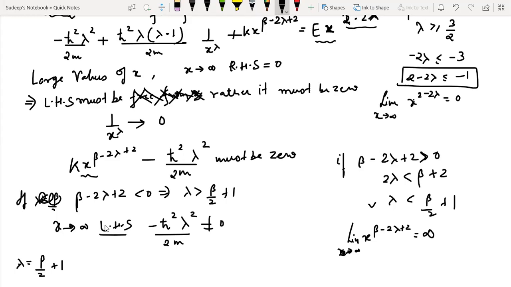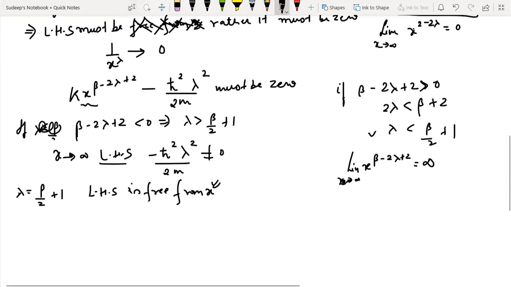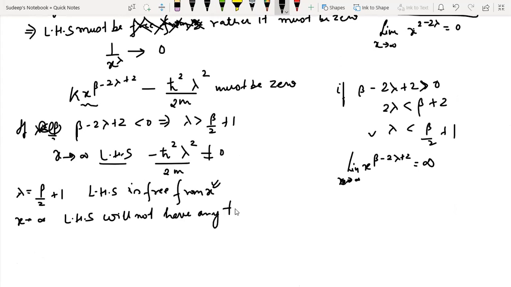If lambda is equal to beta by 2 plus 1, then your LHS is free from x. So it is only a constant here. As x tends to infinity, your LHS will remain free from x if lambda is equal to beta by 2 plus 1. So even as x tends to infinity, your LHS will not have any term in x. Now what we want is that as x tends to infinity, our LHS should go towards 0.